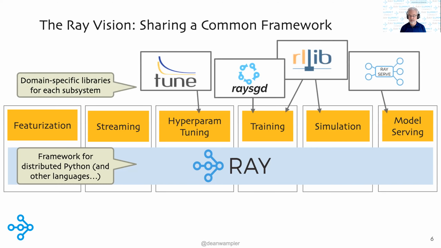And then build domain-specific libraries that address some of these different needs. Here's 4 of them that we have right now. Tune is for hyperparameter tuning. Ray SGD is specifically to accelerate distributed stochastic gradient descent, basically training for PyTorch and eventually TensorFlow. RLlib is the one we'll talk about today for reinforcement learning, and there's also a new module called Ray Serve.